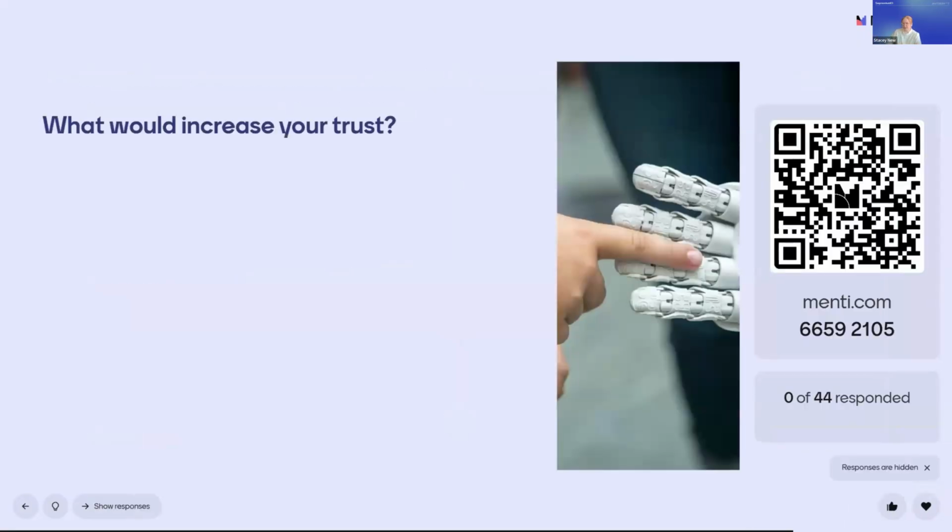So now I want you to think about what would increase your trust. So if you were slightly towards the end of no trust, what would increase your trust in that output? Thinking about the things we've just listened to around benchmarking, ethical considerations, what are the kinds of things that would increase your trust in that output?